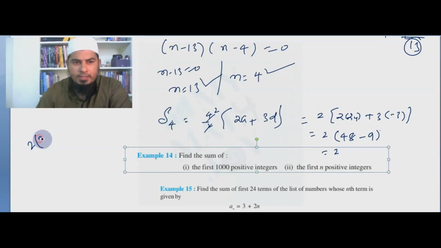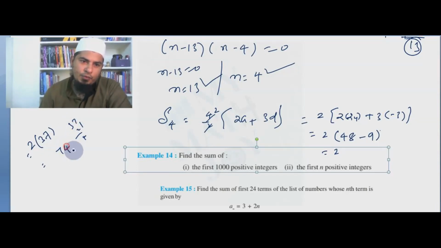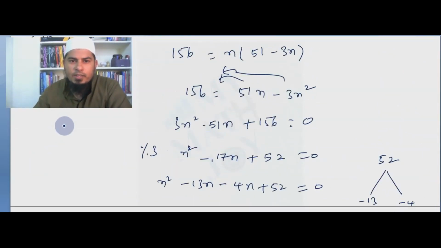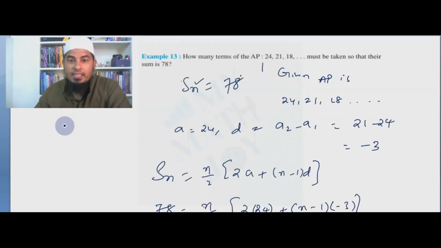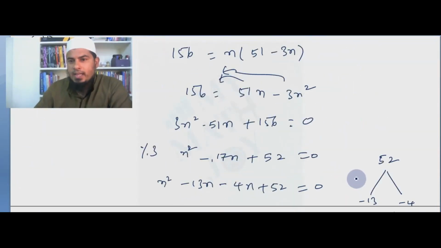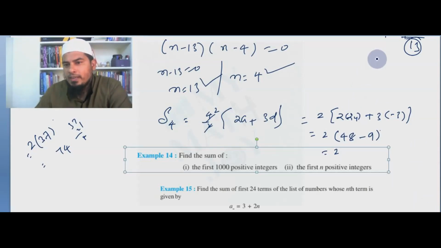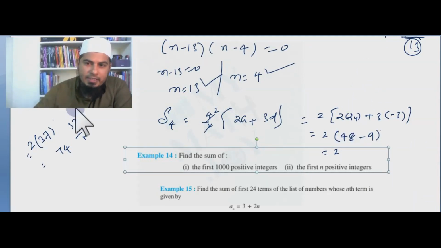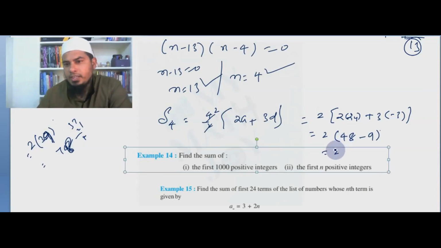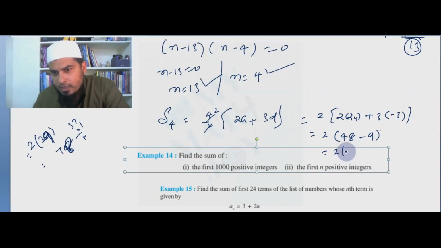48 minus 9 is 37. If you are multiplying 37 times 2, what happens? It is 74. 37 times 2 is exactly 74. So the question where Sn was 78 it is. So we are not getting the answer correct. What is the reason? 48 minus 9 is not 37, it is exactly 39. 39 times 2 is 78. So we are correct.